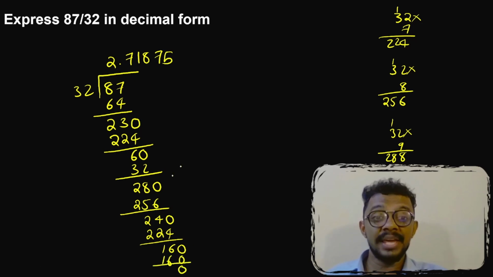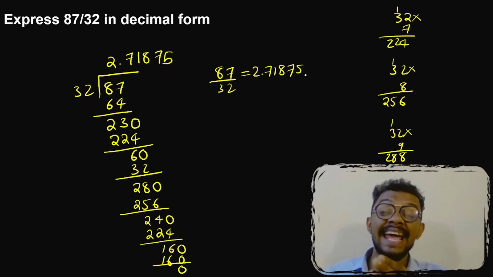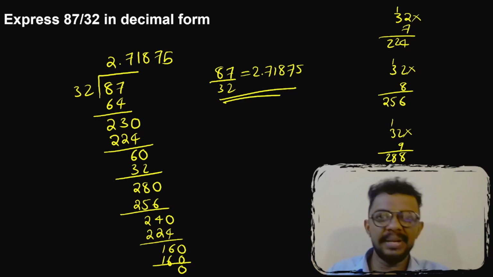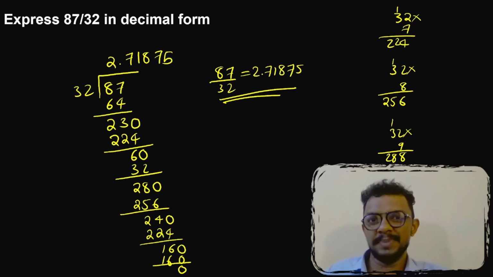So what I'm trying to say is, the decimal expansion of 87 divided by 32 is 2.71875. Yes, it is ending somewhere. So this is a terminating decimal expansion. For a rational number, there are two choices: terminating decimal expansion, or non-terminating but repeating decimal expansion.